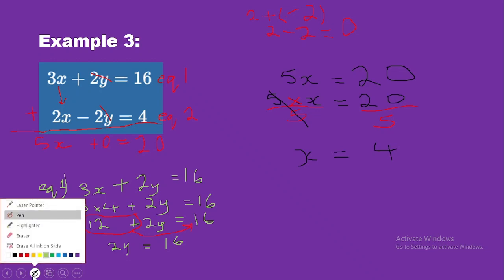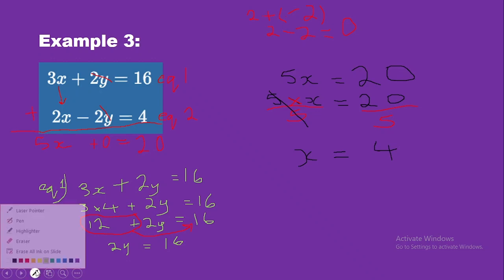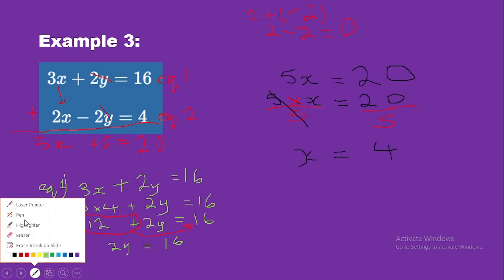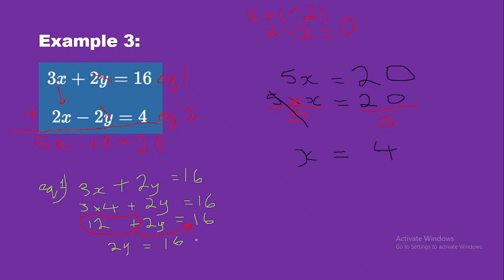And as I said before, the only reason why the sign changes to negative when I move the 12 to the opposite side of the equal sign is because the 12 was being added to the 2y. The sign changes to the opposite, so it's going to be negative, but the number always remains the same. Alright, so 16 minus 12.